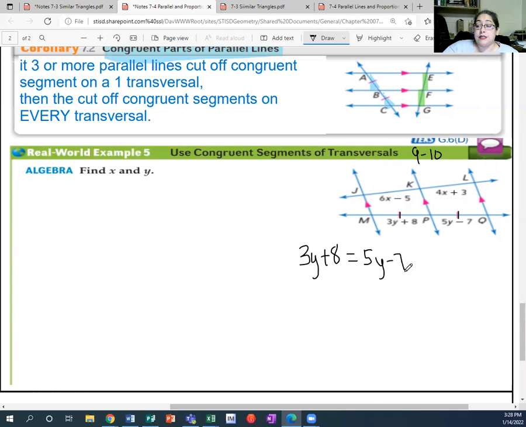I'll leave you guys to solve this on your own. I know that you're capable of doing it now. I'll do that as part of the outro. I'll solve one of these. But because of this corollary 7-2, because this transversal has now congruent pieces, it means that this other transversal will also have congruent pieces. And so that gives me the second equation that I can write to help me find the measure of the other variable that I was being asked to find.